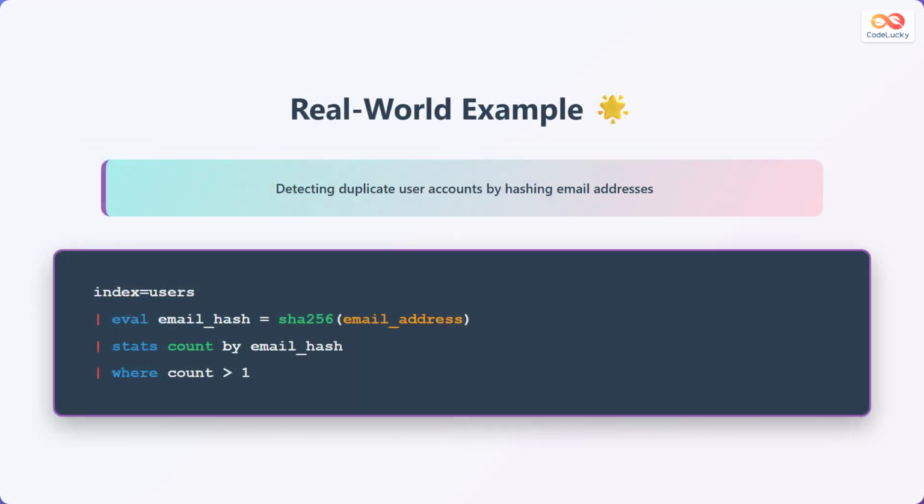Let's examine a real-world scenario where SHA256 proves invaluable for detecting duplicate user accounts. Starting with an index called users, we first use the eval command to create an email_hash field by applying SHA256 to each email_address. Then we use the stats command to count occurrences of each unique email hash value. Finally, we filter the results using the where command to show only email hashes that appear more than once, indicating duplicate accounts. This approach protects user privacy by hashing email addresses while still enabling duplicate detection, making it perfect for data governance and user account management.